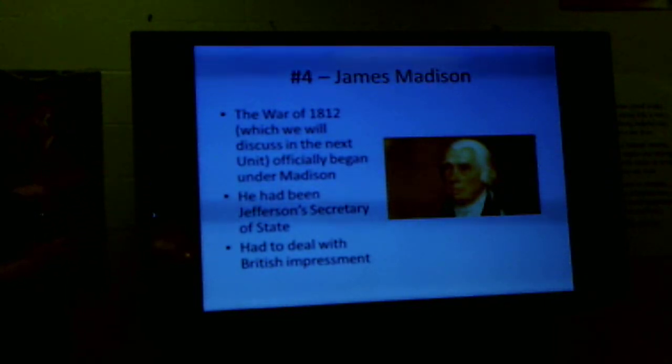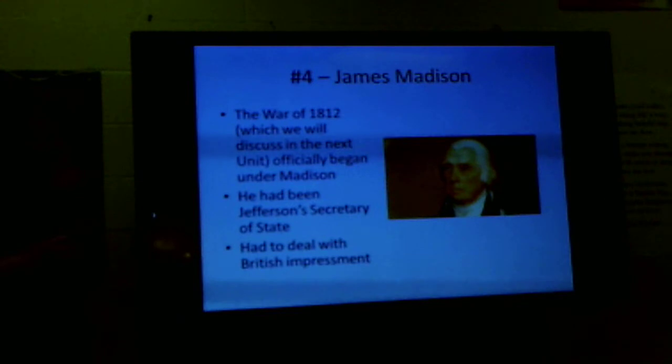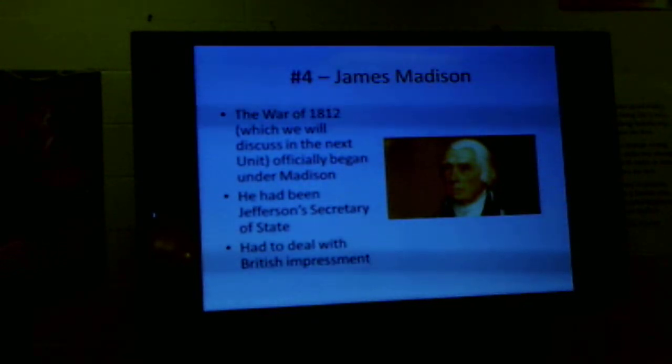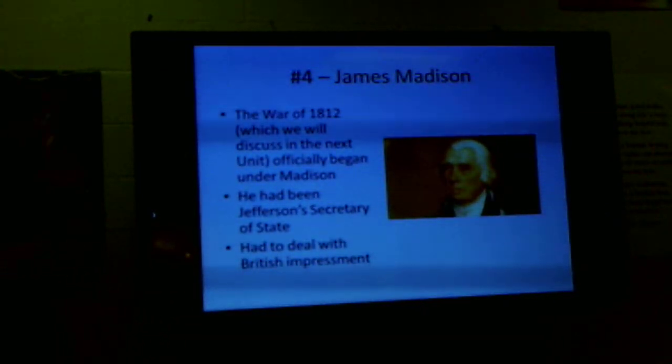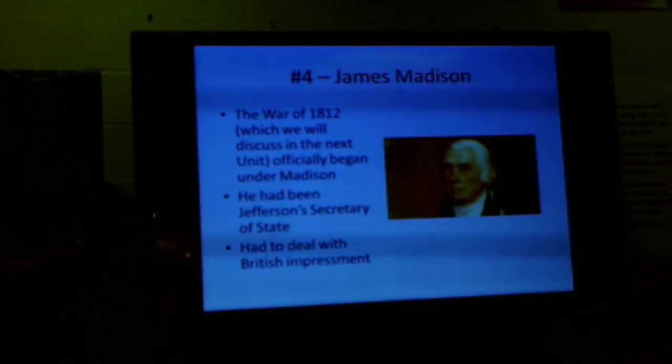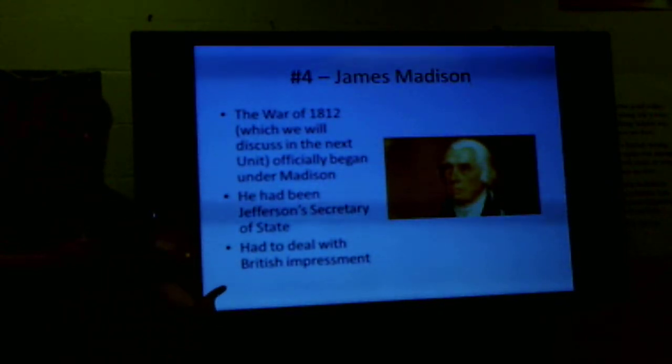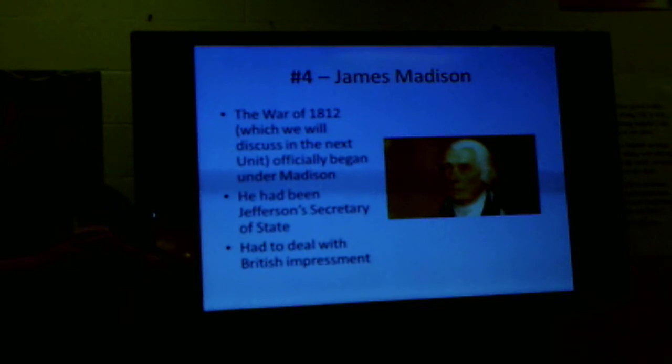Our fourth president was the father of our Constitution, James Madison from Orange, Virginia. The War of 1812, which we'll discuss in the next unit, officially began under Madison. And he had been Jefferson's Secretary of State, and he had to deal with British impressment, which is one of those causes that's going to lead to the War of 1812, which is our second struggle for independence.